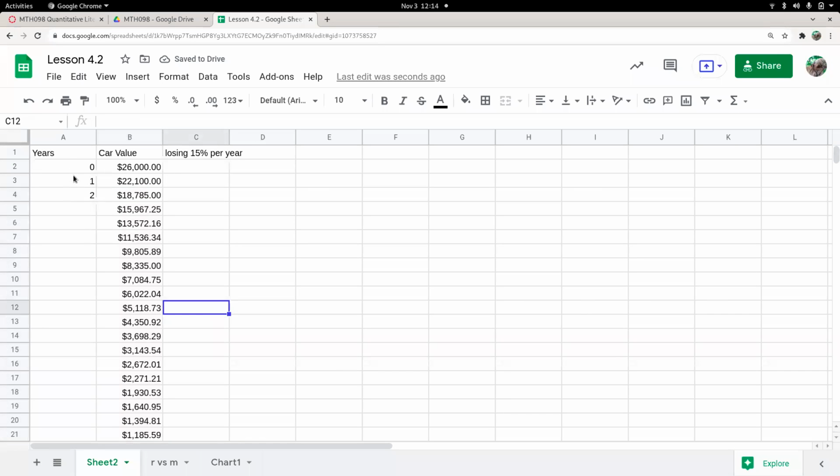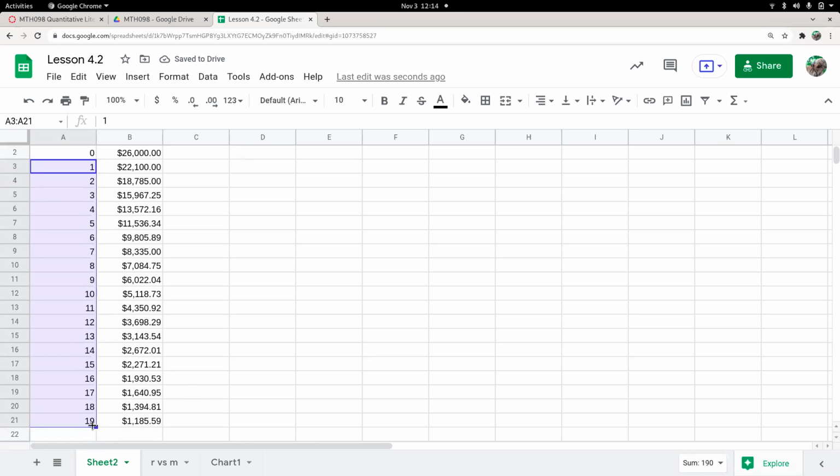If I want to repeat the 0, 1, 2, I have to highlight 2 of those to repeat because those aren't formulas, they're just numbers. And if I do that, it'll go 1, 2, 3, and so on. And I only have 19 years because I started at year 0. So we'll just extend that once, extend this once. So I can see 20 years later, the car is only going to be worth $1,000.